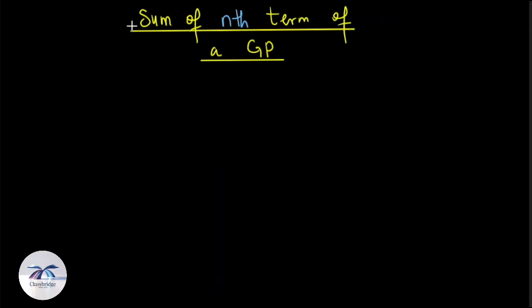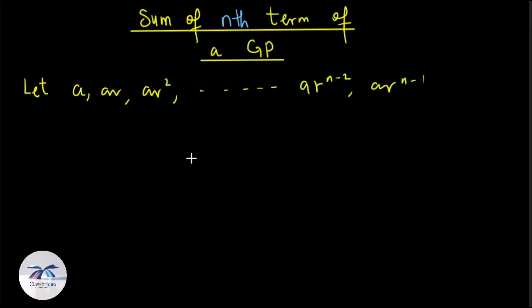Now that we know that the sum of means series, let us consider the general GP: A, AR, AR squared, till you get to AR^(n-2) and also AR^(n-1). This is a sequence.